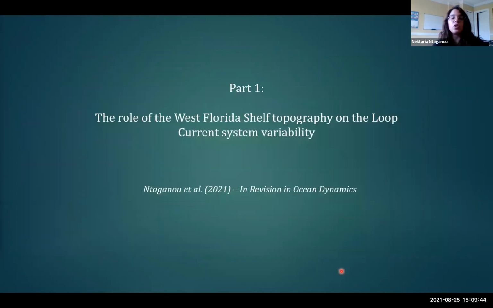This presentation is going to be divided in two parts. The first part is on the role of West Florida shelf topography on the Loop Current system variability. The results I'm about to show are from the manuscript that is now in revision in Ocean Dynamics.